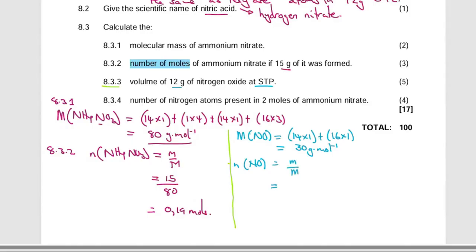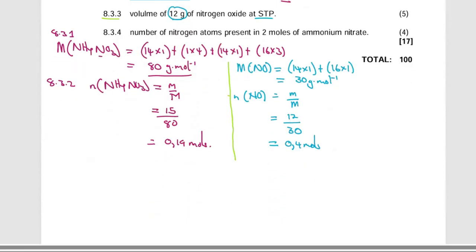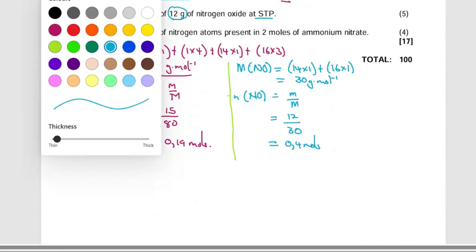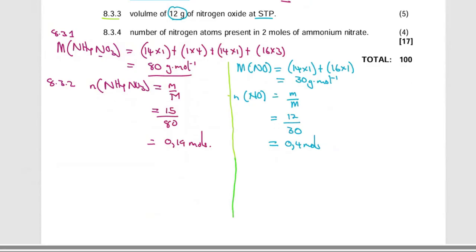The mass that is given there is 12 grams of nitrogen oxide. Therefore, I'm going to say 12 over the molar mass. We already calculated the molar mass, which is 30. If we do the math, 12 divided by 30, we get a value of 0.4 moles according to my calculator. Let me just continue with that division line.